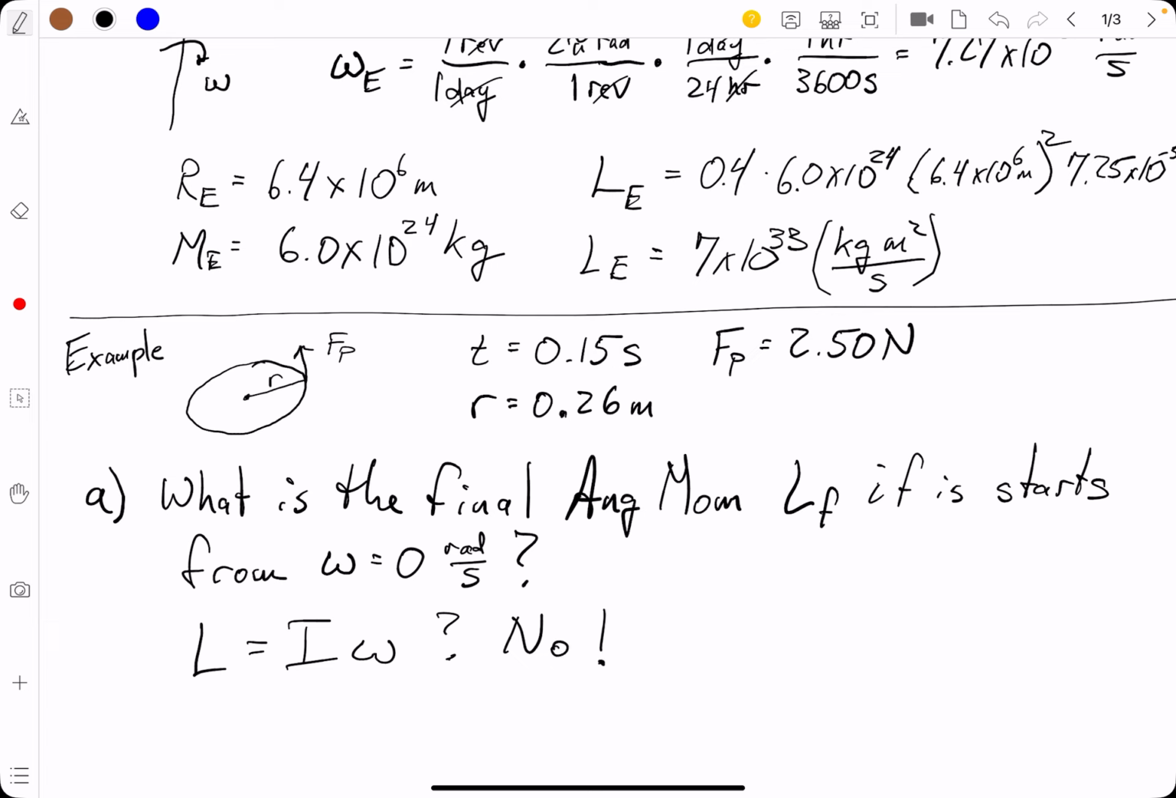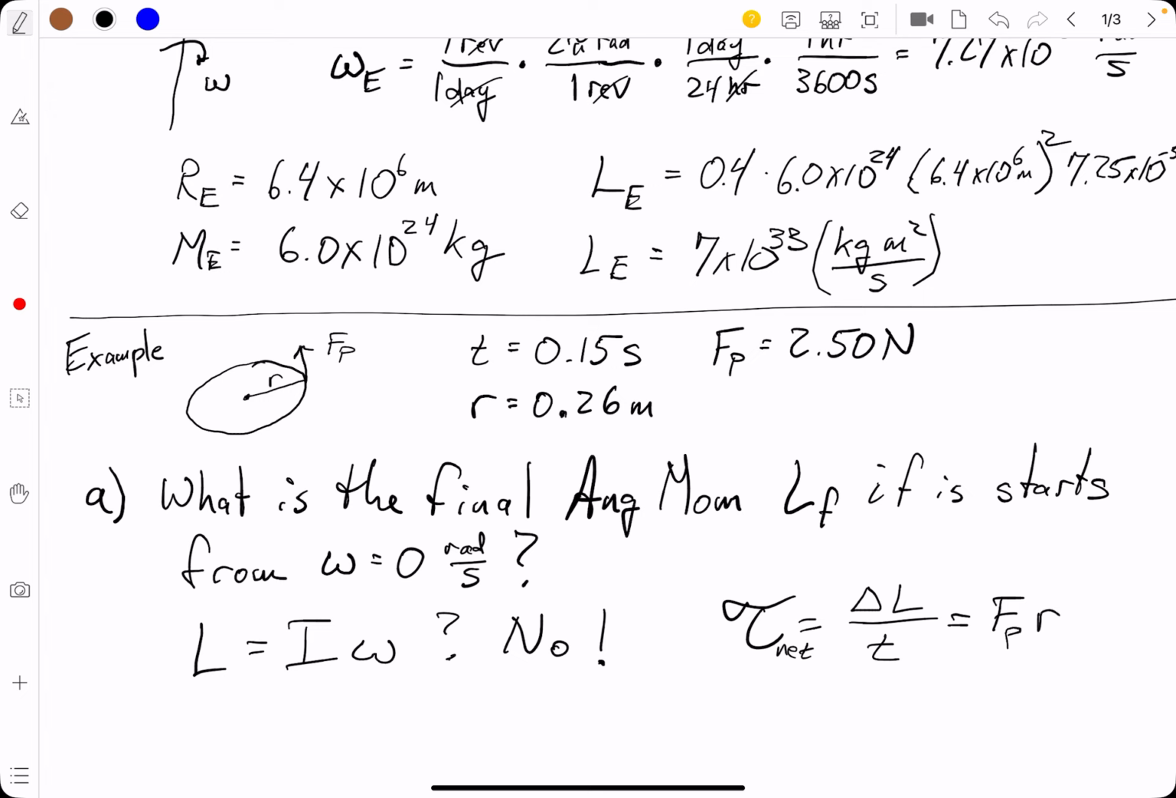But what could we use? We can use the thing I just showed you, where the torque, of course it's the net torque, is equal to our delta L over time. So our angular impulse divided by the time is going to be our torque. And what's our torque? Our torque is our force times our radius.